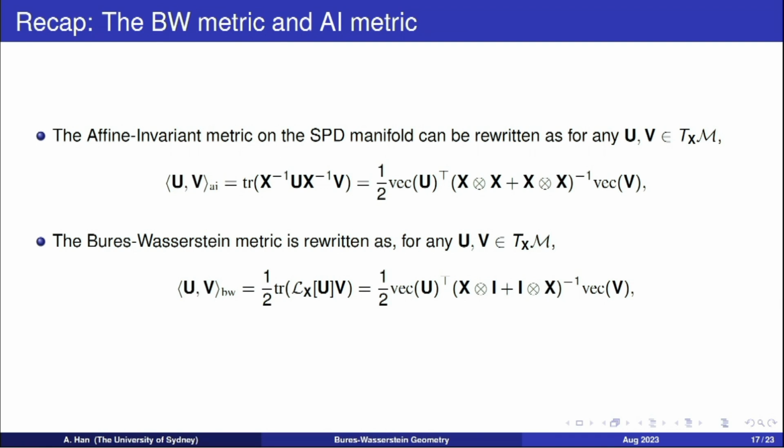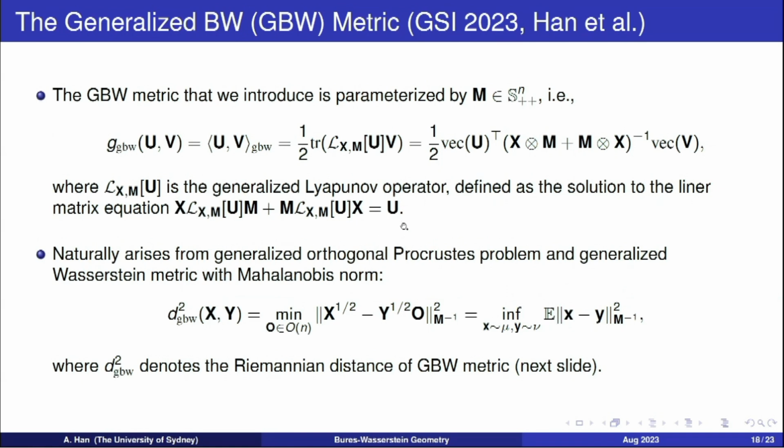But we still want to solve this issue, so we can write out the metrics first. Here we record the expressions of the two metrics, where the AI metric involves X O times X, while BW involves O X O times I, where I means the identity matrix. Therefore, a natural generalization is to replace this identity matrix in BW with an arbitrary SPD matrix M. This is exactly what we are doing here, which is to introduce the generalized BW metric, which is parameterized by this matrix M.